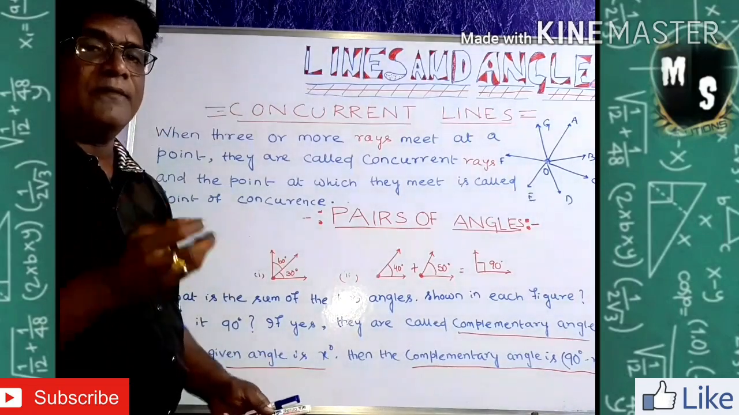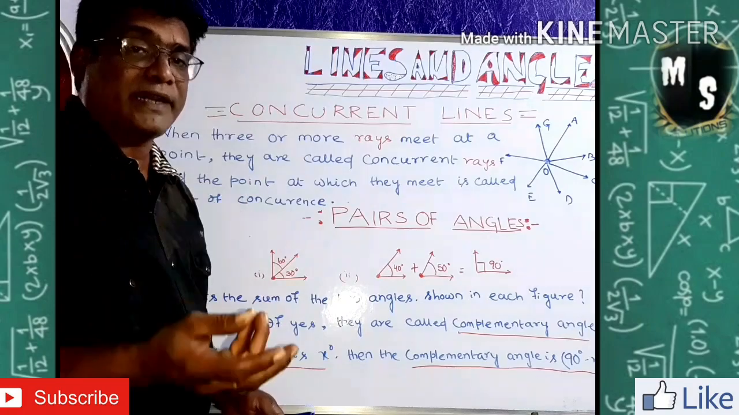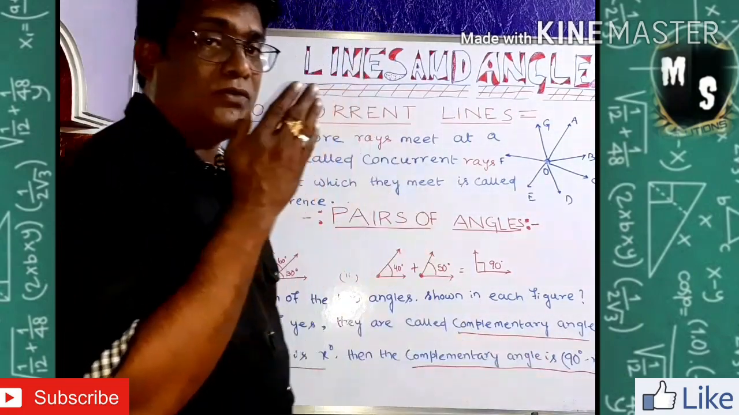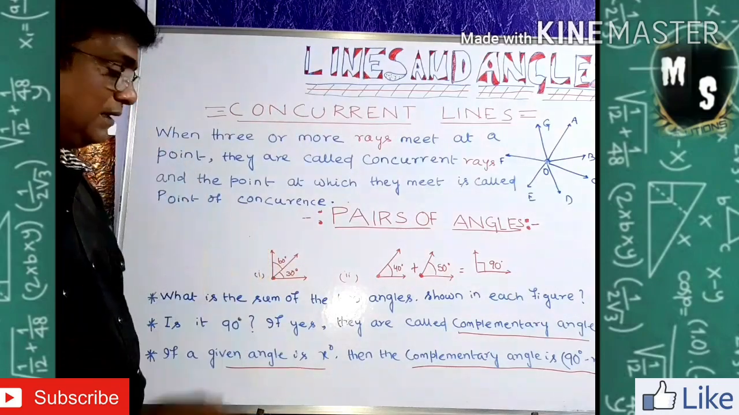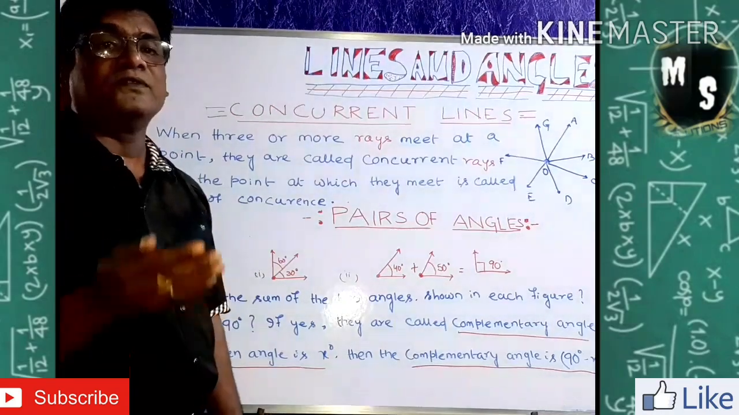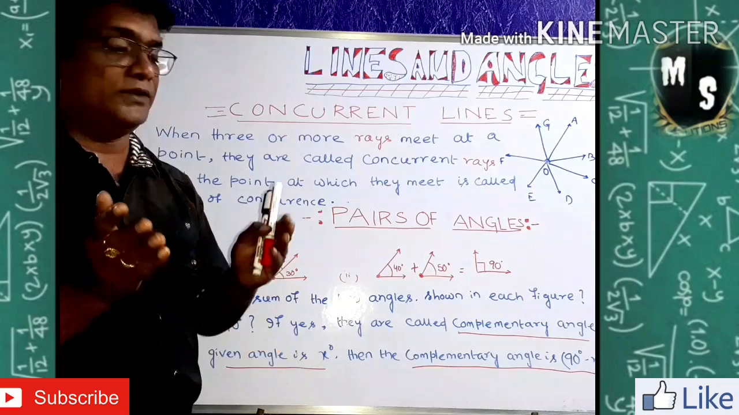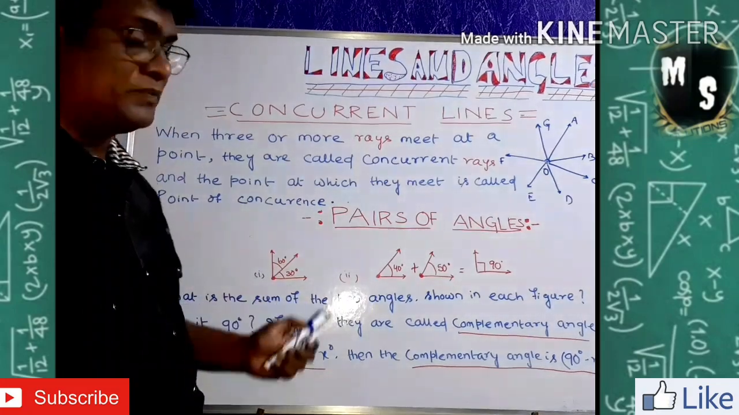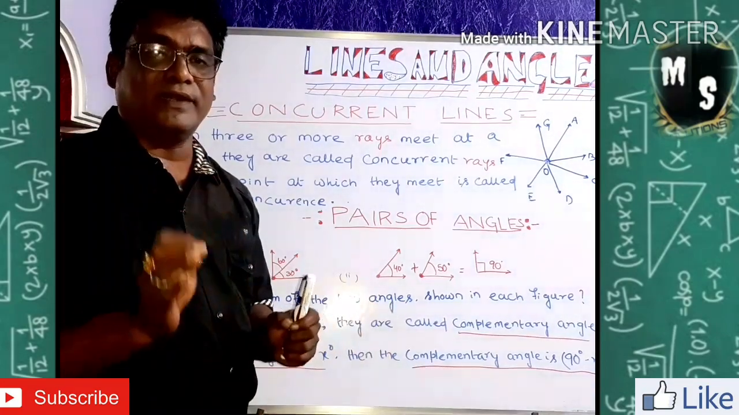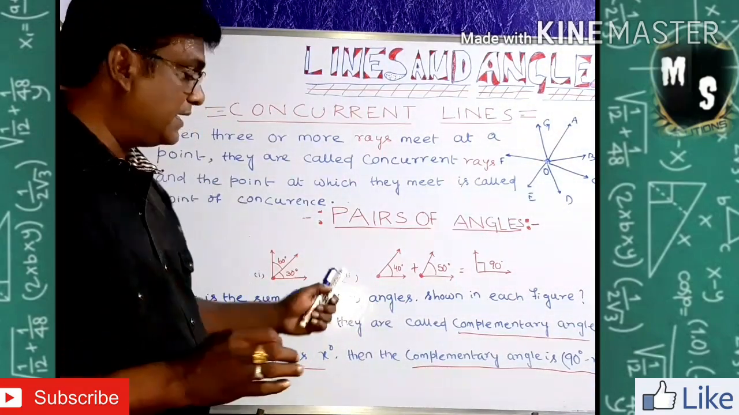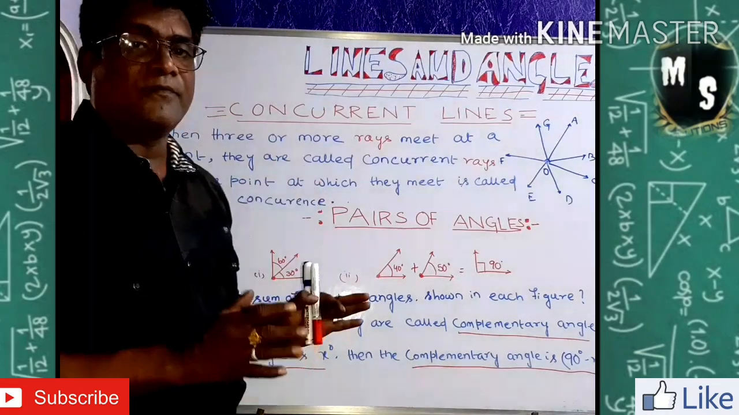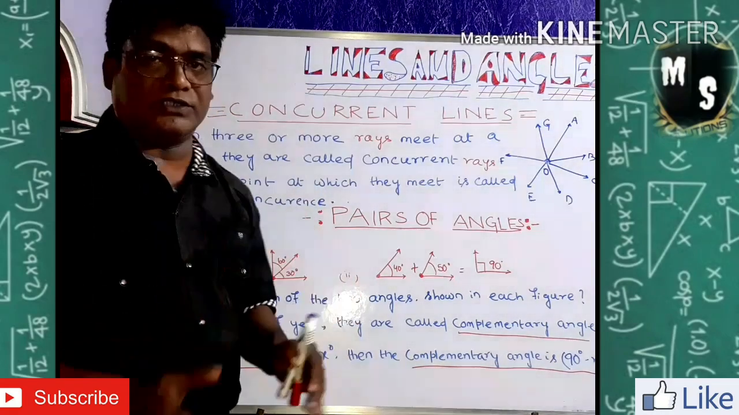suppose a given angle is x degrees, then what should be the complementary angle of the given angle? That will be 90 minus x. You have to subtract the given angle from 90 degrees to get the other angle, and when you add them, you will get 90 degrees. So this pair of angles is called complementary angles. Again I am explaining with some figures, try to understand.